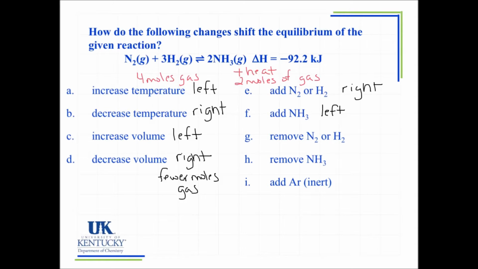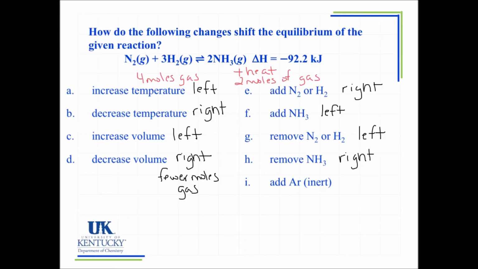We see just the opposite happening when we remove N2 or H2, or remove NH3. If I remove N2 or H2, one of my reactants, I now don't have enough of my N2 or H2 to be at equilibrium, and the reaction will proceed to make more N2 or H2 to make up for that loss, so it will shift towards the left. If I remove NH3, I now don't have enough NH3 to be at equilibrium, so the reaction is going to shift to replace some of that lost NH3, so it will shift to the right.